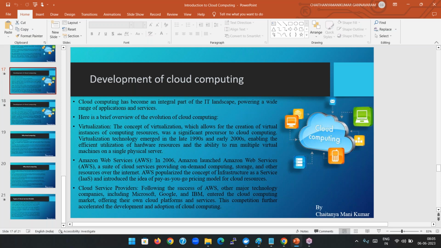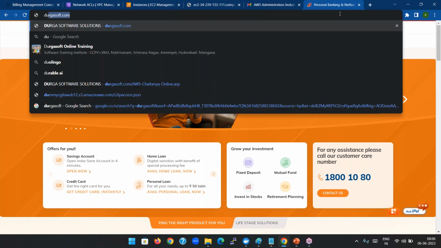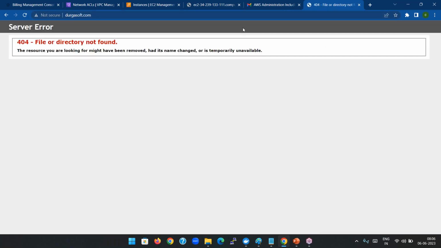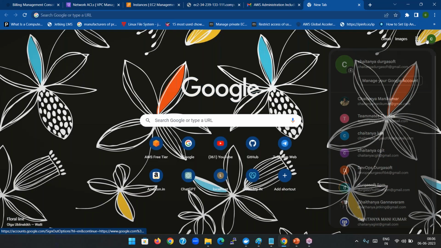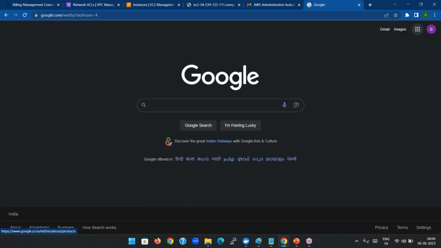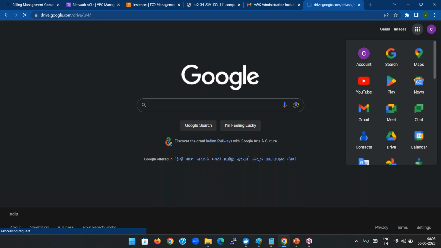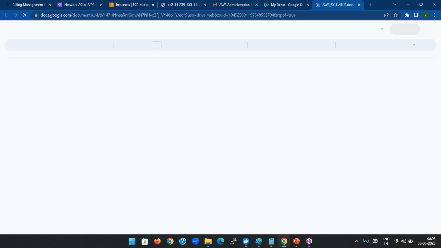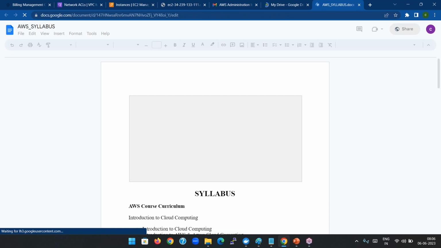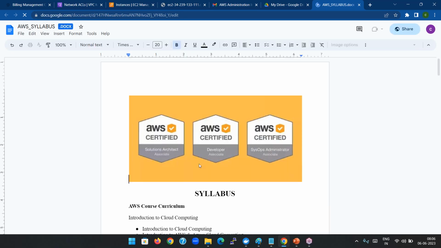Sir, can you show me the contents once, if possible? What are the major services that we need to concentrate on as admin? You can go through the DURGASOFT.com website, but maybe the server is down. Anyways, hold on, I will show you. I already gave it on the DURGASOFT website, but unfortunately, see that these are the syllabus.